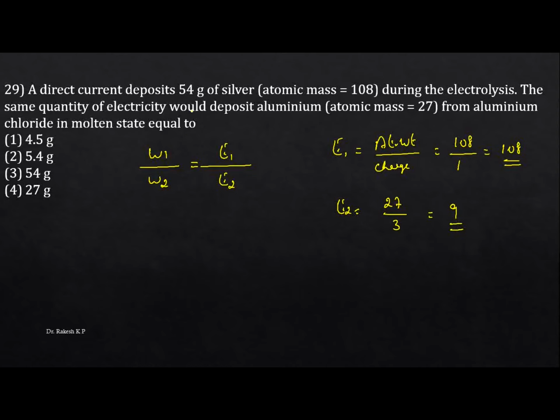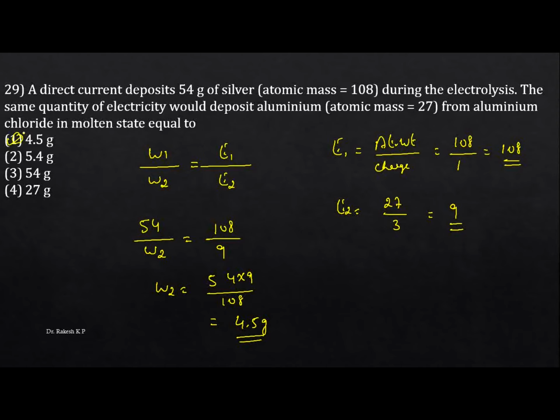So what is W1? The mass of the silver here. So the mass of the silver is 54. We don't know the mass of the aluminium, we are going to calculate here. Here this is 108, and this will be 9. So now we have to calculate W2, which is equal to 54 into 9 divided by 108. If we do the calculations here, we are going to get 4.5 gram. Hence in this case the option is the first one.